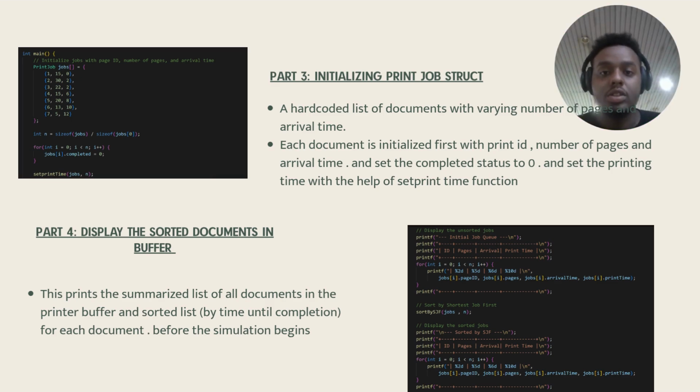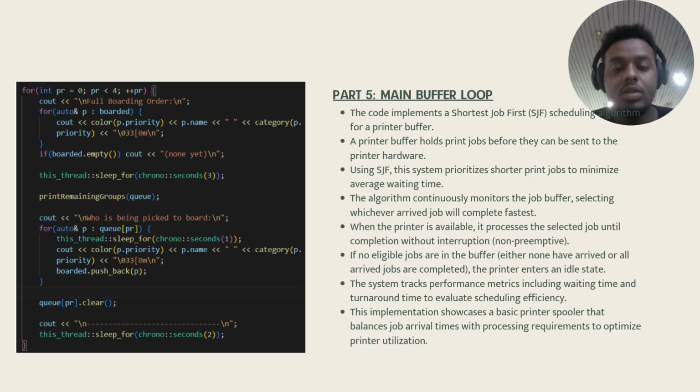In our main function, we initialize all the job structs using hard-coded jobs, and afterwards we display the documents in the buffer, showing the initial documents and the ones after the shortest job first function is called. So this is the main buffer loop.